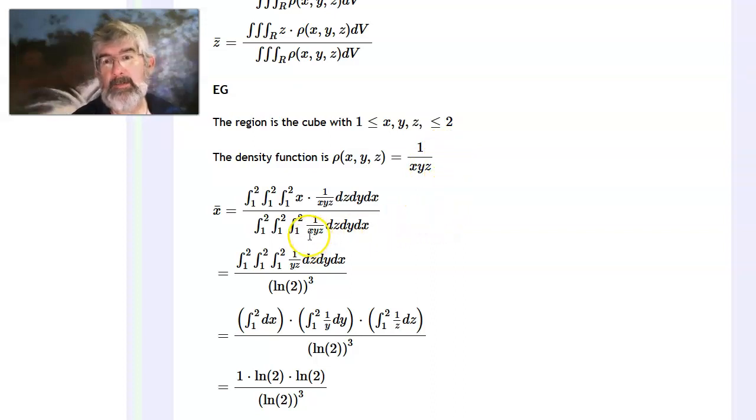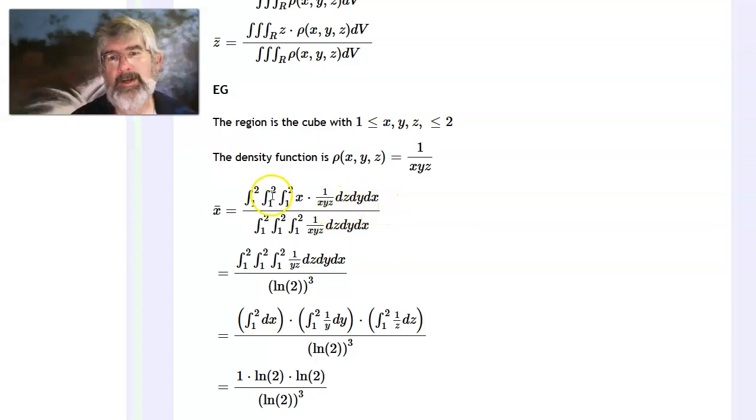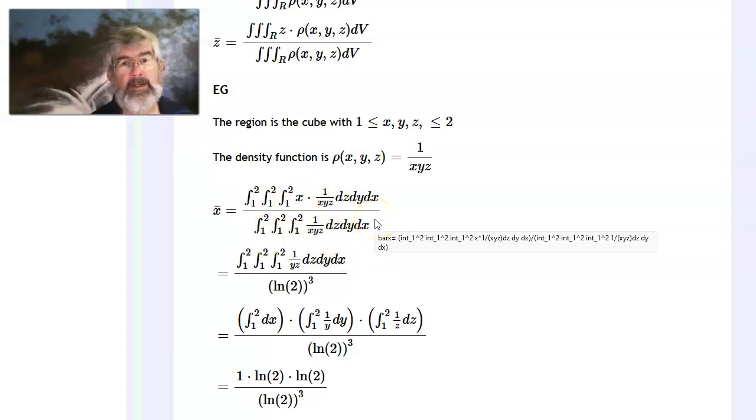So here's the calculation for x bar. I'm finding the weighted average x value. So each x value is being multiplied by this density function and then integrated dV. I'm choosing to do dz dy dx. It doesn't really matter here. It's a rectangular region, or a cubical region. The x's cancel out. The denominator is the mass that we calculated in the previous video, which we saw was (log 2) cubed.